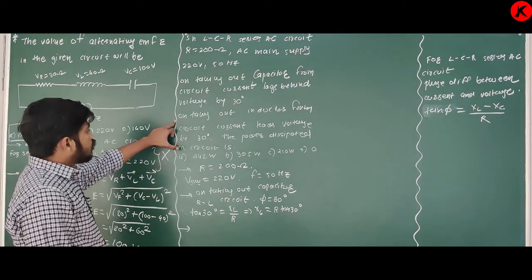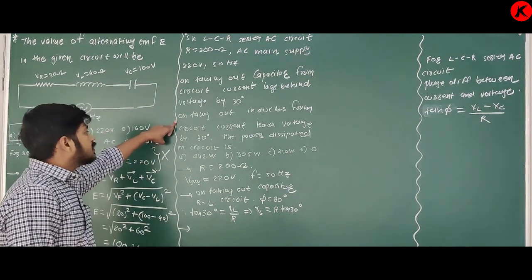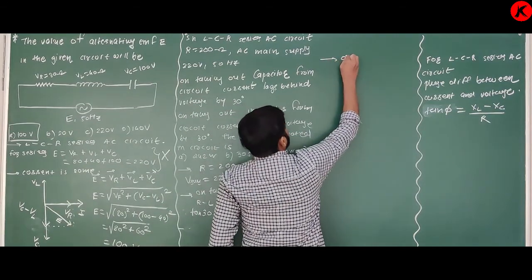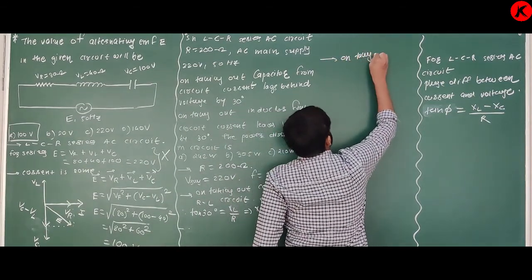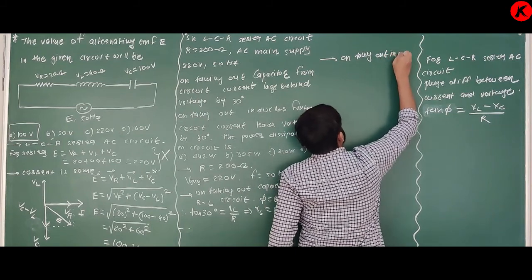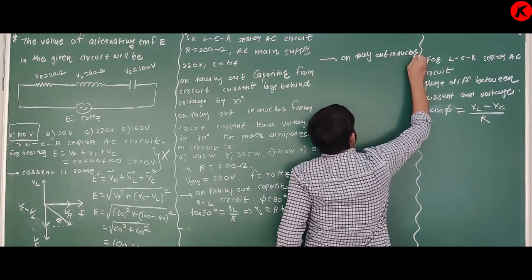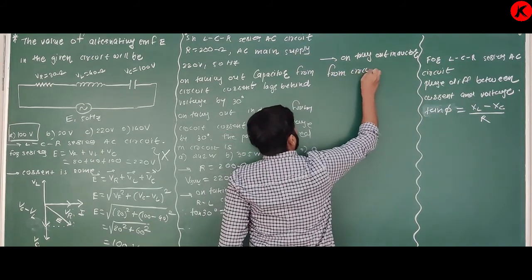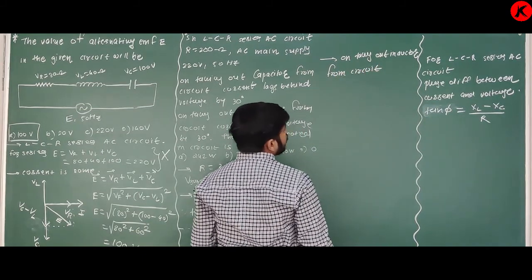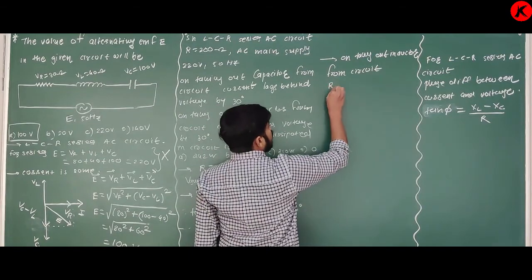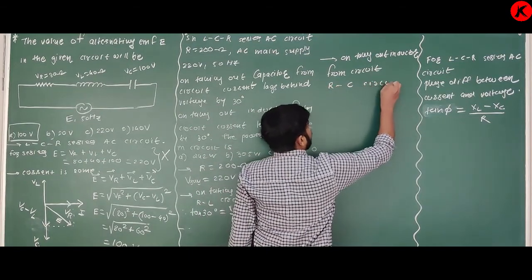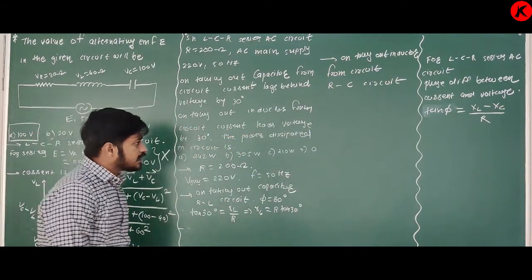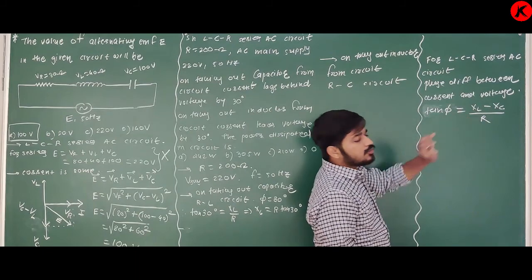On taking out the inductor from the circuit. So I will write here: on taking out the inductor from the circuit. Taking out the inductor means it becomes an RC circuit. And for an RC circuit, you have to ignore XL.